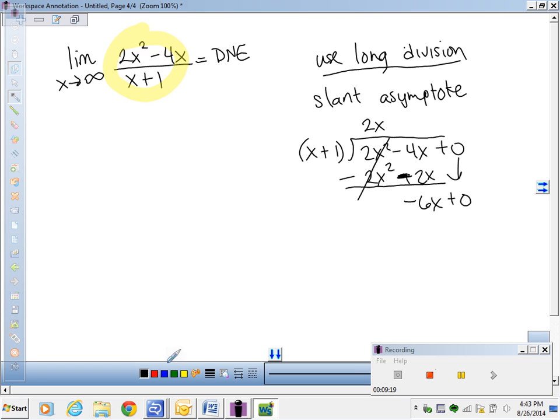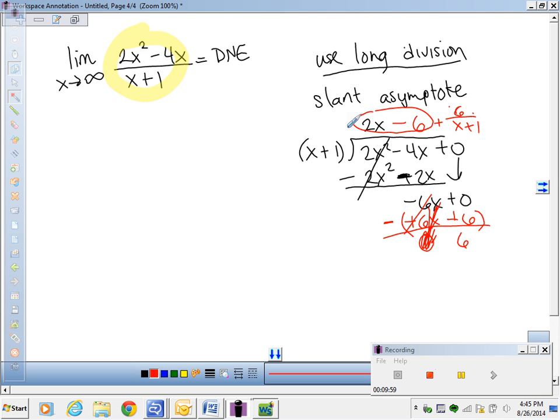Okay, so again, what do I need to multiply x plus 1 by to get negative 6x? I'm going to multiply by negative 6. So negative 6 times x is negative 6x. Negative 6 times 1 is equal to negative 6. Okay, I'm going to subtract this. So that becomes a positive, that becomes a positive. So that becomes 0 right here, and then 0 plus 6 is 6. So I have a remainder, so plus 6 over x plus 1.